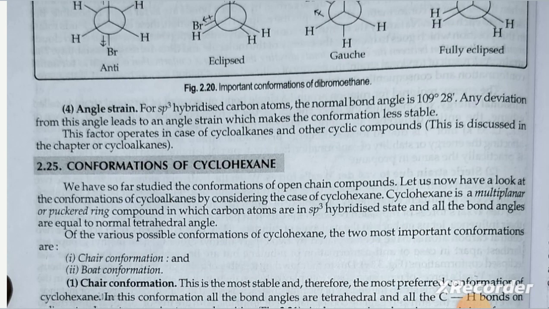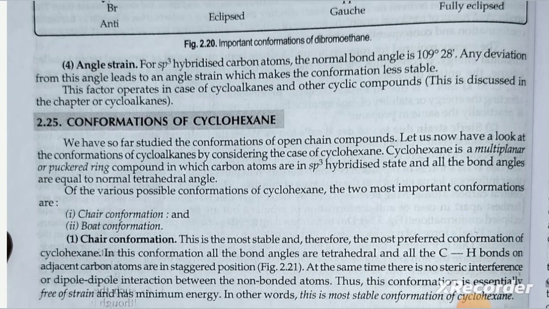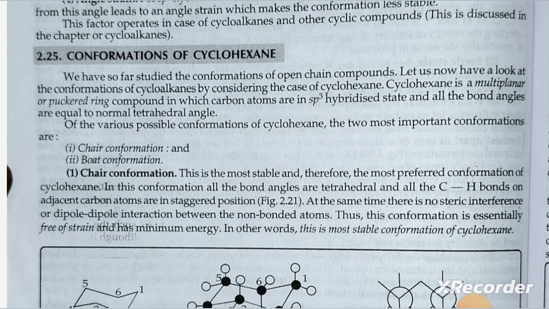Next is conformation of cyclohexane. We have so far studied the conformations of open chain compounds. Let us now have a look at the conformations of cycloalkanes by considering the case of cyclohexane. Cyclohexane is a multiplanar or puckered ring compound in which carbon atoms are in sp3 hybridized state and all the bond angles are equal to the normal tetrahedral angle. Of the various possible conformations of cyclohexane, the two more important conformations are: first is chair conformation and second is boat conformation.